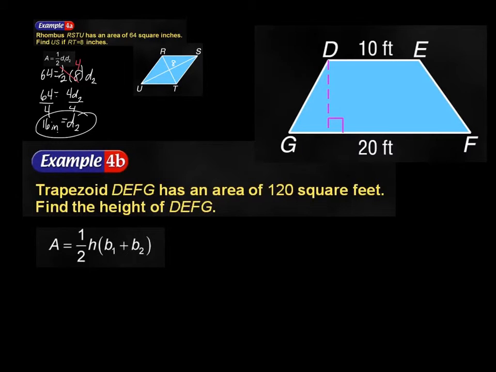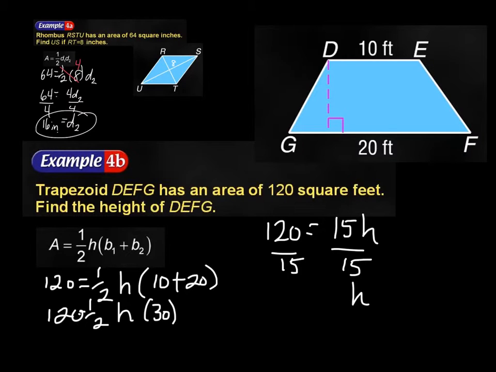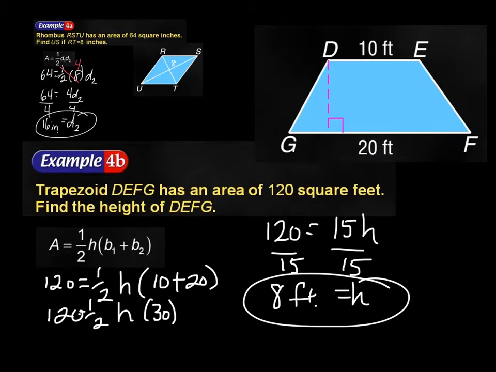The trapezoid has an area of 120, so I'm substituting it into the formula. And they gave us the bases, we just have to find the height. So my bases, it doesn't matter which one's which, because we're adding. So the sum is going to be 30. And I just combine those two. Half of 30 is 15. Divide both sides by 15. And our height is going to be 8. And they gave us units. They are feet. So practicing a little bit of algebraic reasoning, but not too bad.